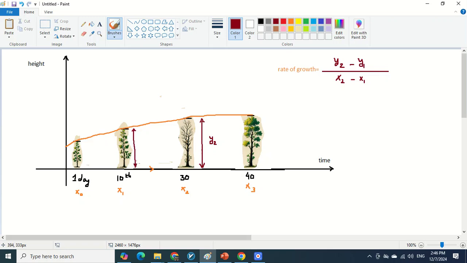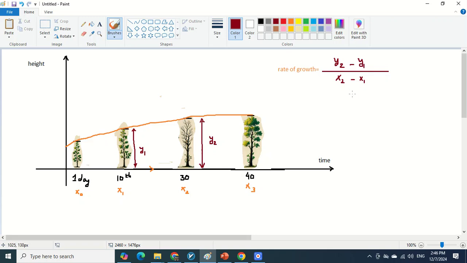So let me just put y1 for the initial value. Then the difference between them determines how much the tree is growing, but it's important to consider it over a duration of time, so I divide it by x2 minus x1.